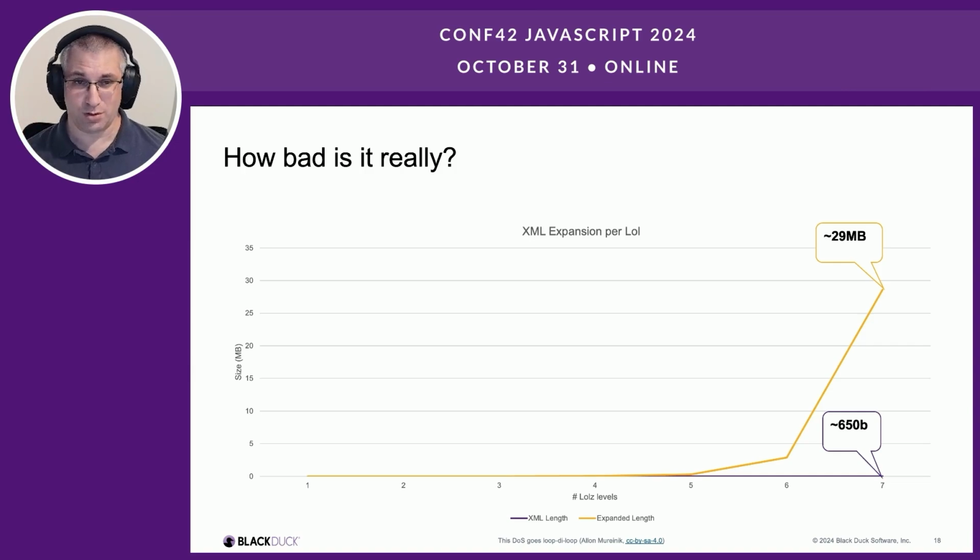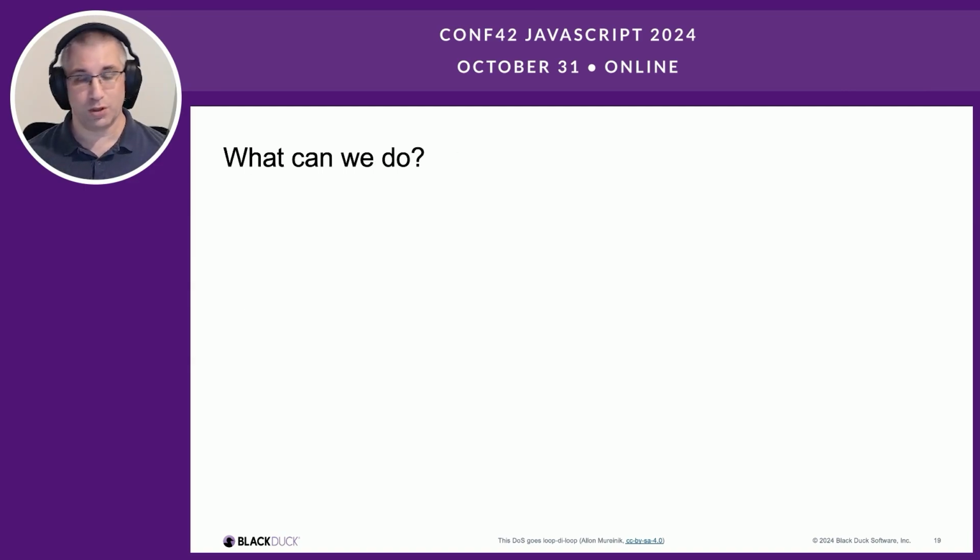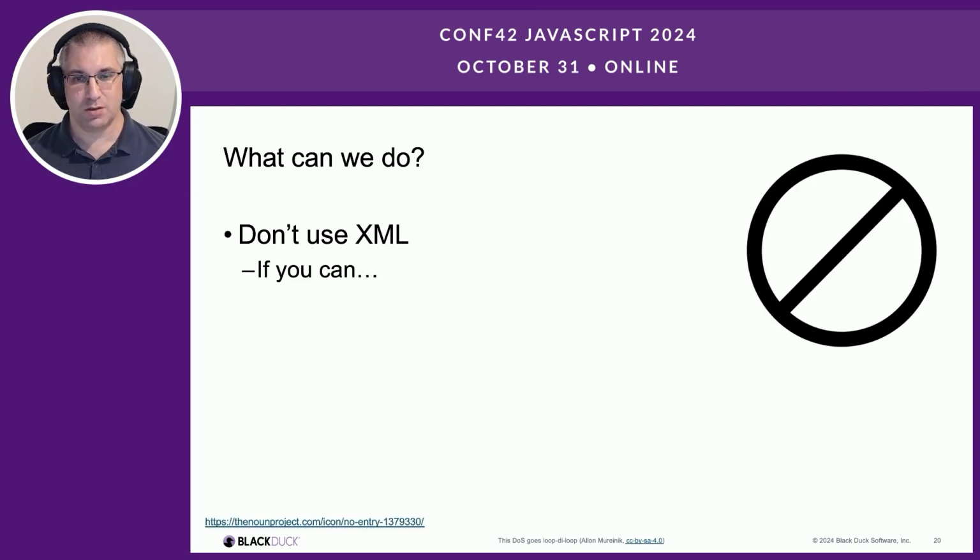If you continue this graph in your imagination, which I didn't do because it would just be impossible to see, 8 levels kicks up to about a gig, 9 levels kicks up to something ridiculously large with a really small payload. So what can we do? Again, let's start with obvious solutions. If you don't use XML, you are not vulnerable to DoS attacks that rely on XML expansion.